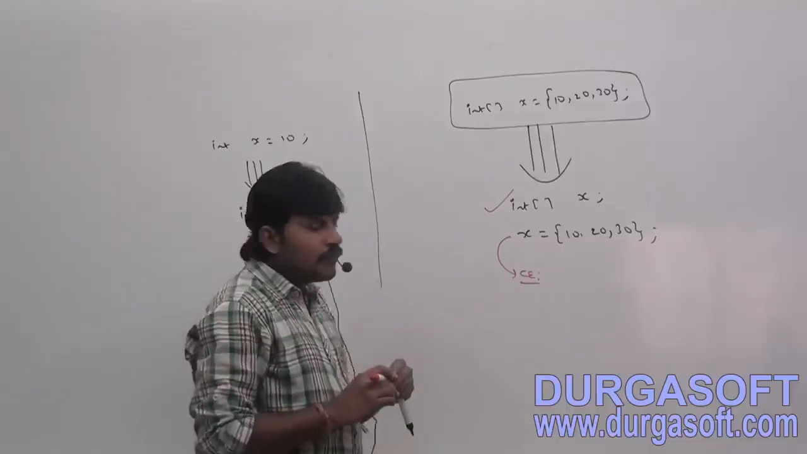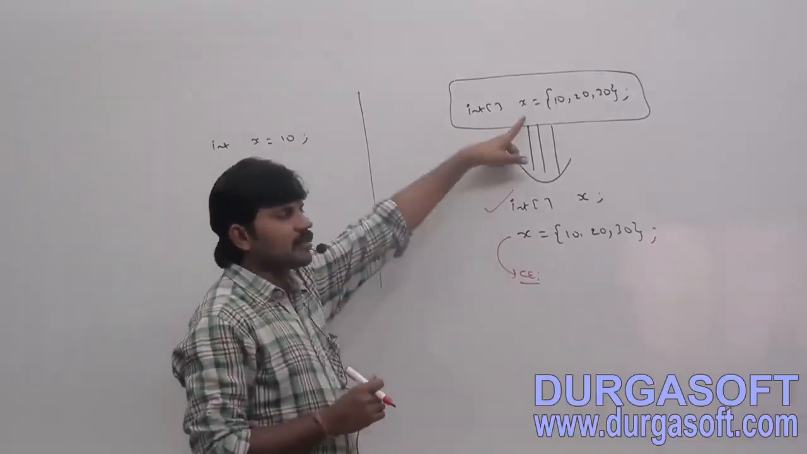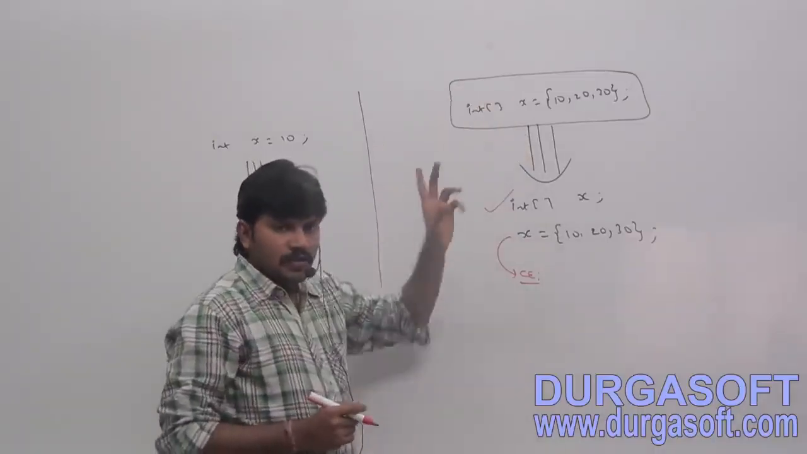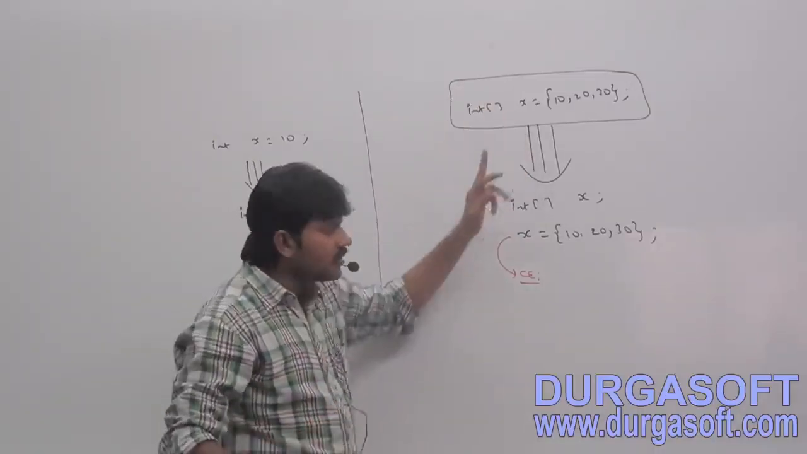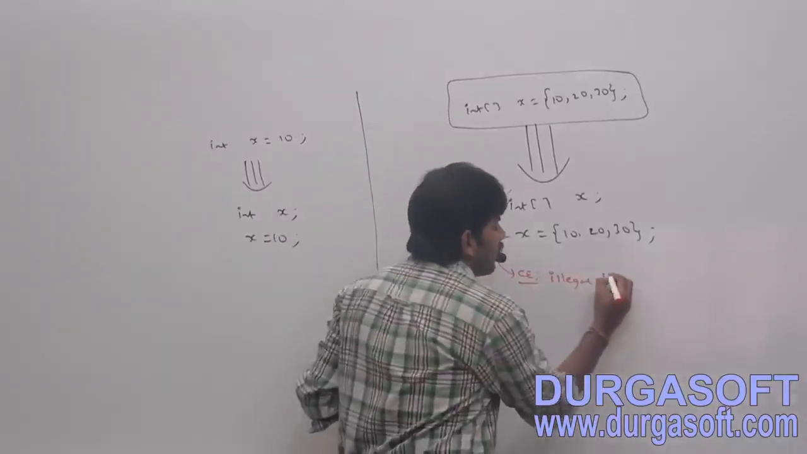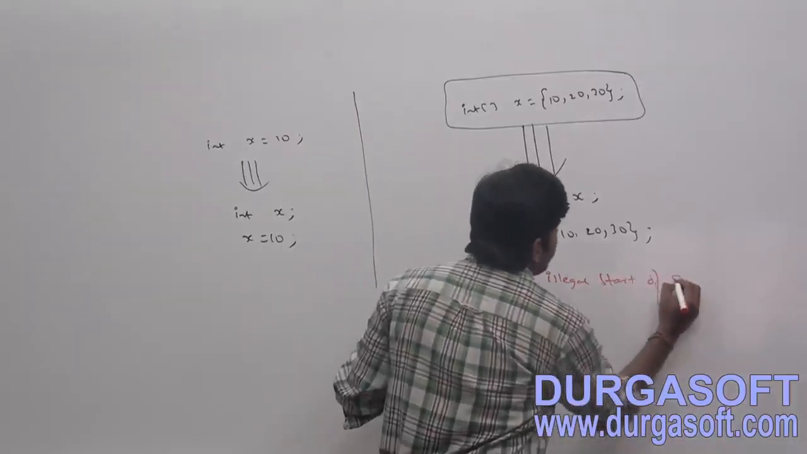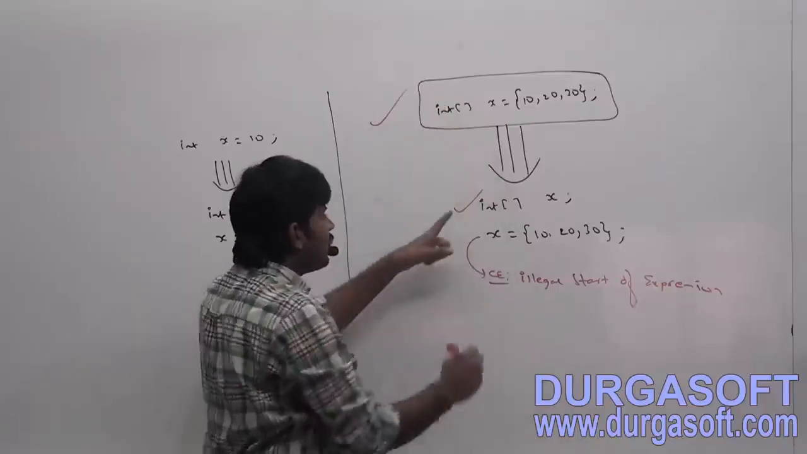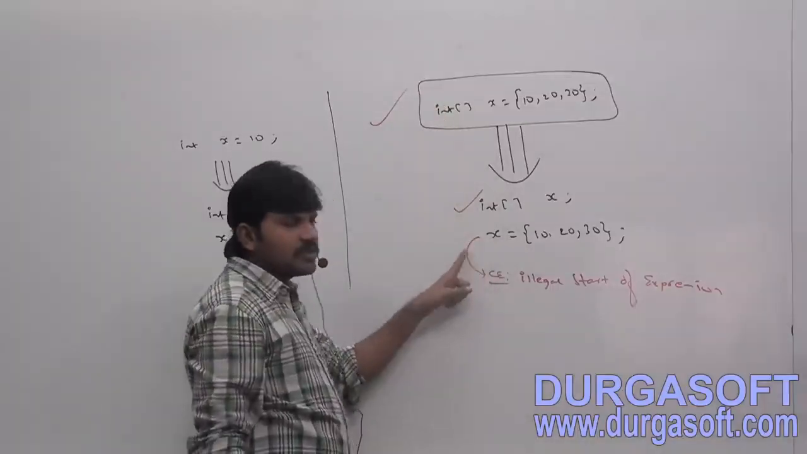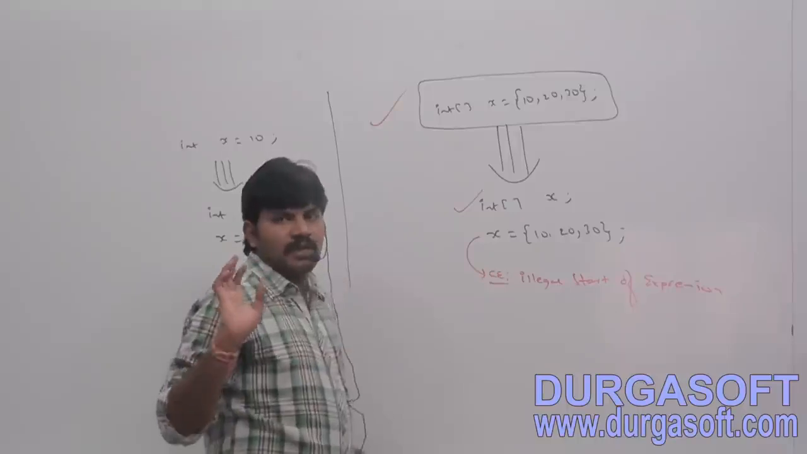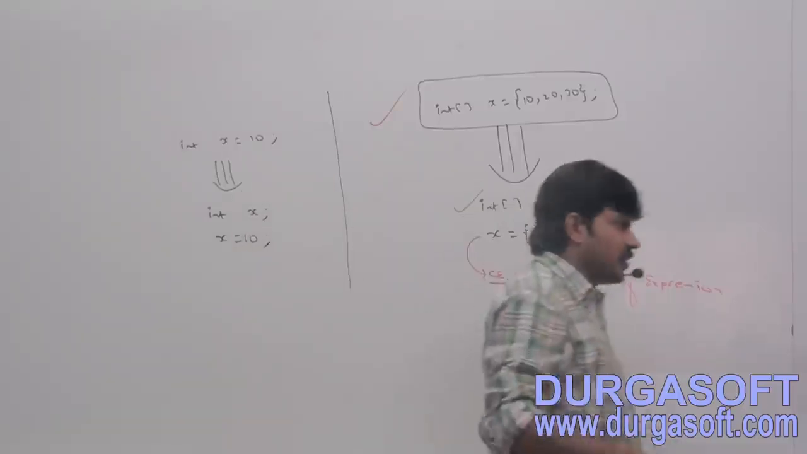If you want to use this shortcut, compulsorily we should perform all the things in a single line. If you are trying to divide into multiple lines, we will get a compile time error saying illegal start of expression. Just have a look once.